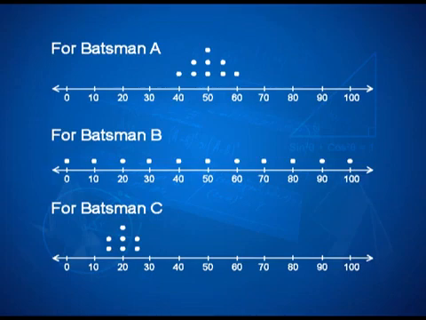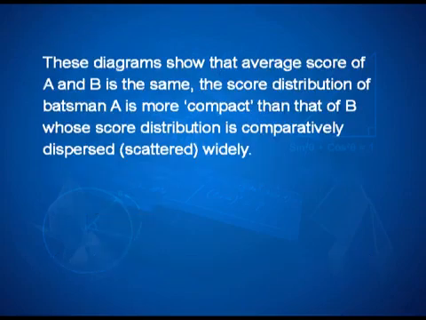For batsman A, you can see the scores are ranging between 40 to 60 and they are clustered here. For batsman B, they are scattered from 10 to 90, and for batsman C, you can find they are all lying between 10 and 30. These diagrams show that average score of A and B is the same. The score distribution of batsman A is more compact than that of B, whose score distribution is comparatively dispersed, that is scattered widely.